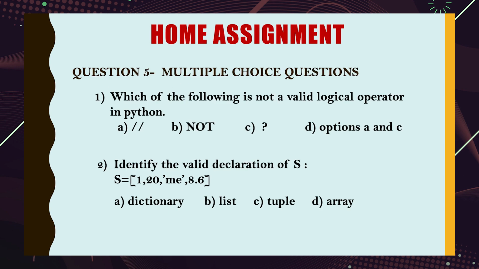Question 5. Multiple choice question. Which of the following is not a valid logical operator in Python? Floor division, not, question mark, option A and C. Second is identify the valid declaration of S. S equal to list 1, 20, me 8.6. A dictionary, B list, C tuple and D array. Practice yourself some similar types of questions to have a hold on this topic.